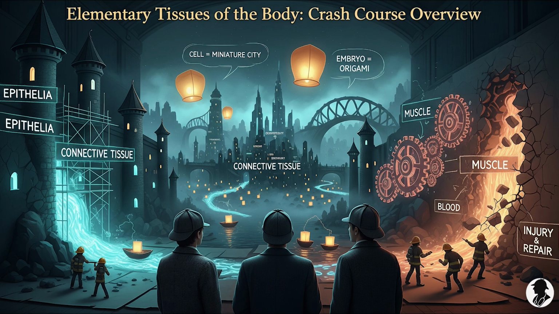The complex process of folding between day 22-28 transforms the flat disc into a 3D tube. Longitudinal folding creates the head-tail ends and primitive gut. Lateral folding brings the sides together, closing the body wall and surrounding the gut. Kind of like rolling up a sheet of paper. A bit like that, yes. It puts ectoderm outside, endoderm inside, gut lining, and mesoderm in between.